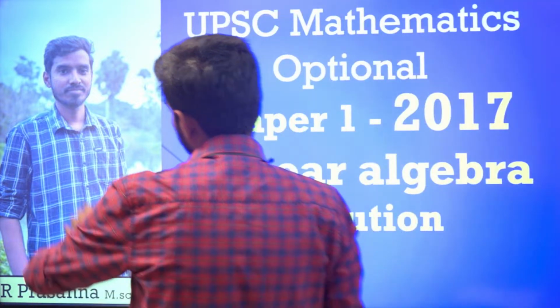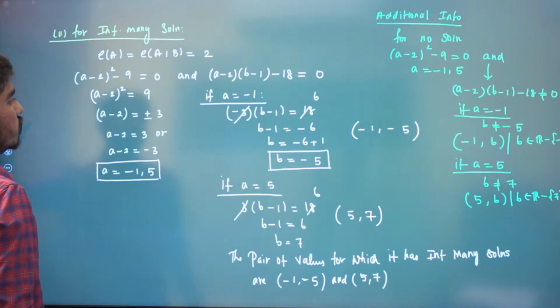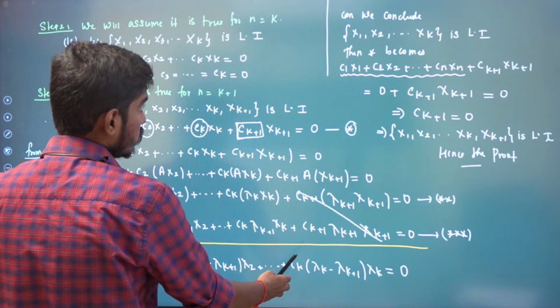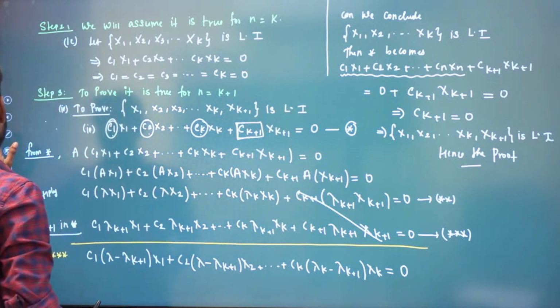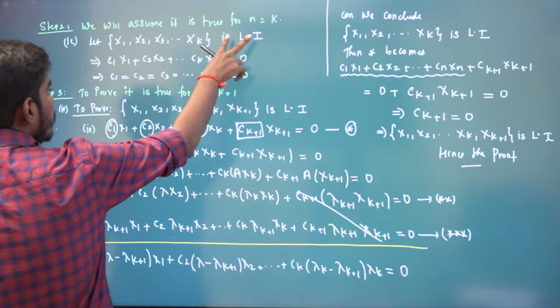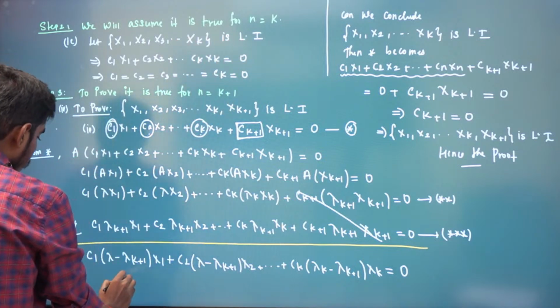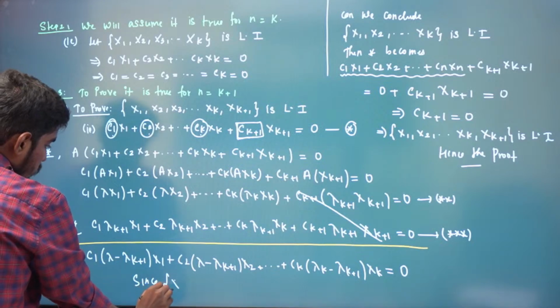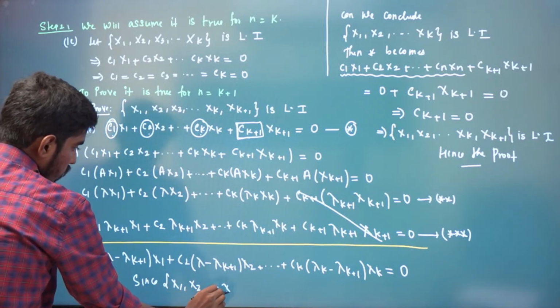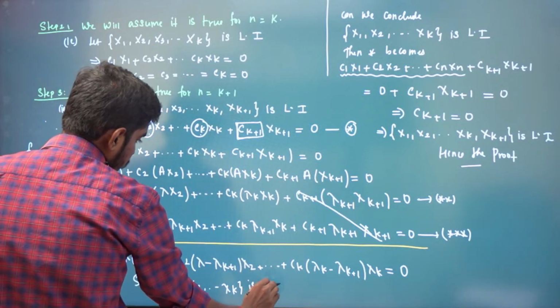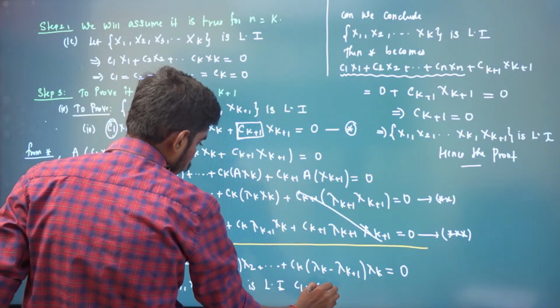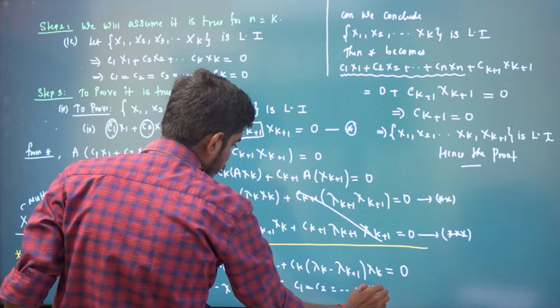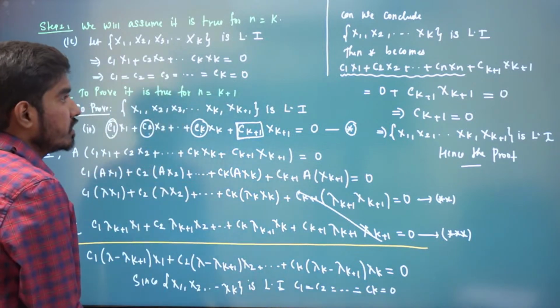I think this is clear, right? Just a minute, I'll explain this part alone. How am I proving this to be 0? By assumption we see that this is a linearly independent set, right? So I can write, since x1, x2 and so on up to xk is linearly independent, therefore these C1, C2 and so on up to Ck's are 0. That is what I'm concluding here.